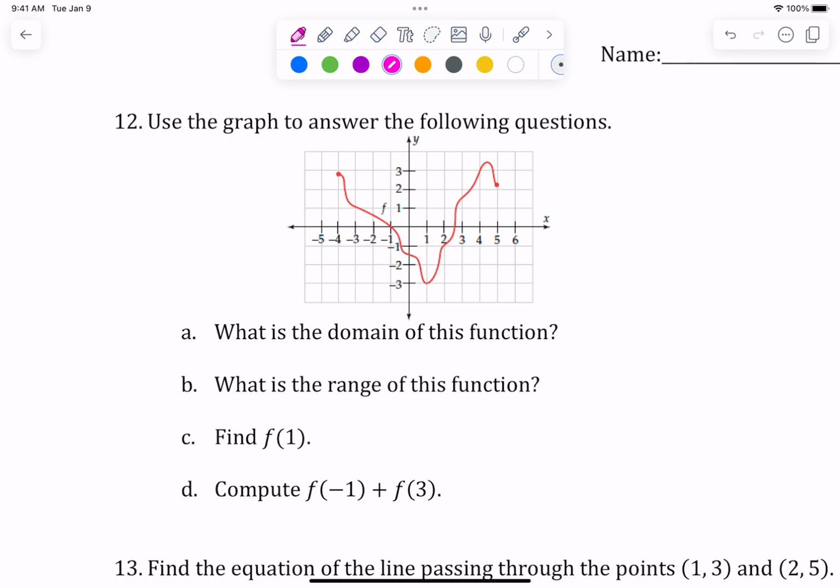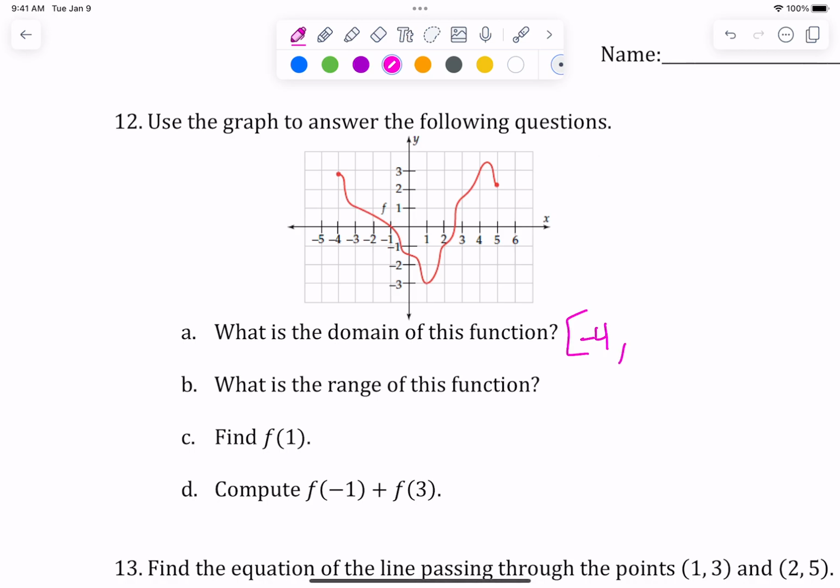So domain is what? Domain is how far to the left and how far to the right does he go? You see him? How far to the left does he go? What's the furthest left he goes? Negative 4. Does he touch -4? Yes.